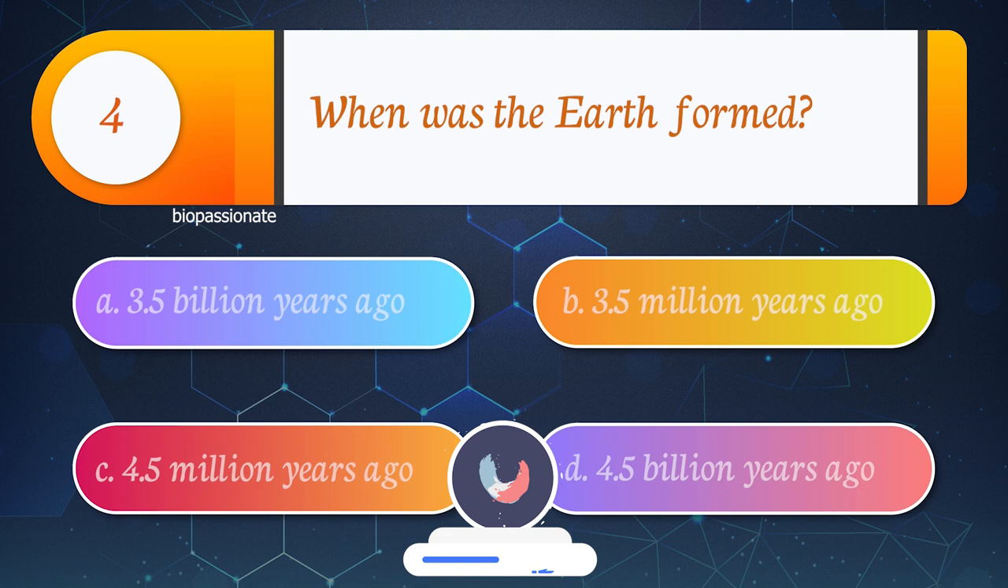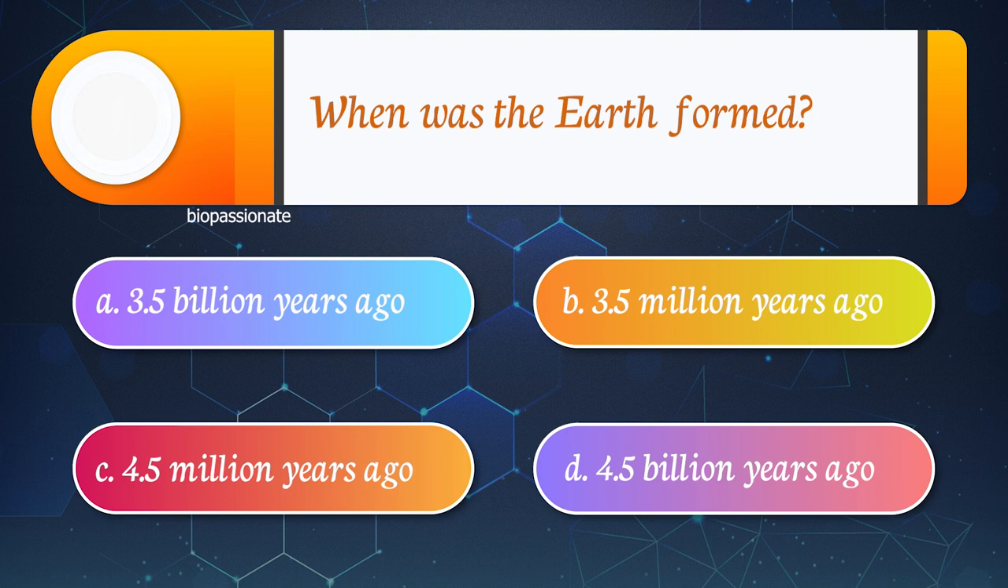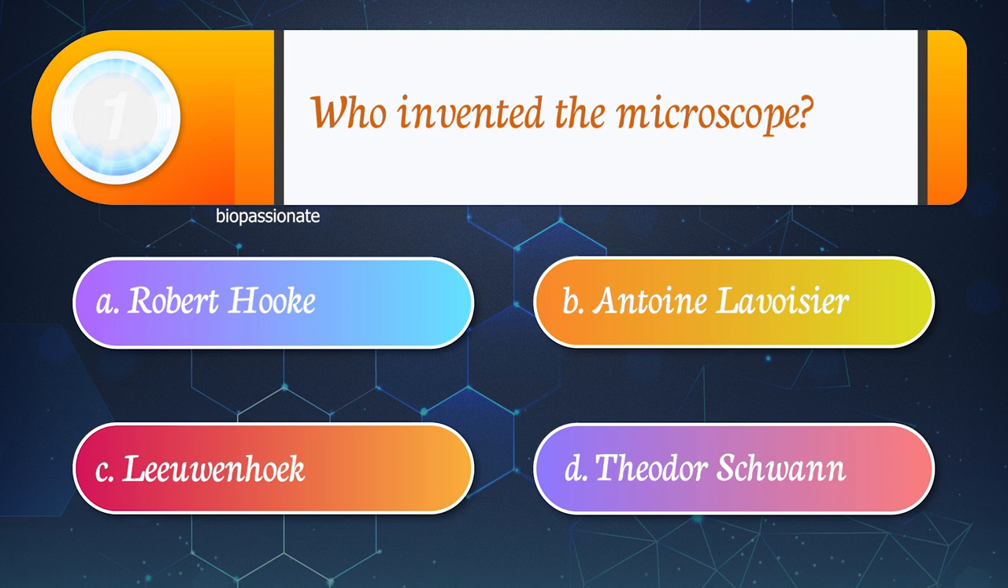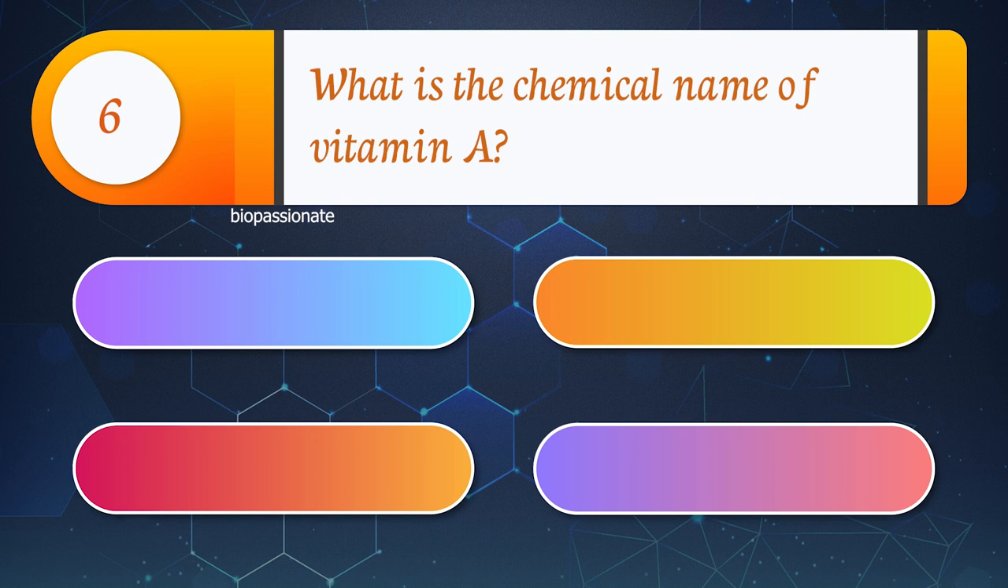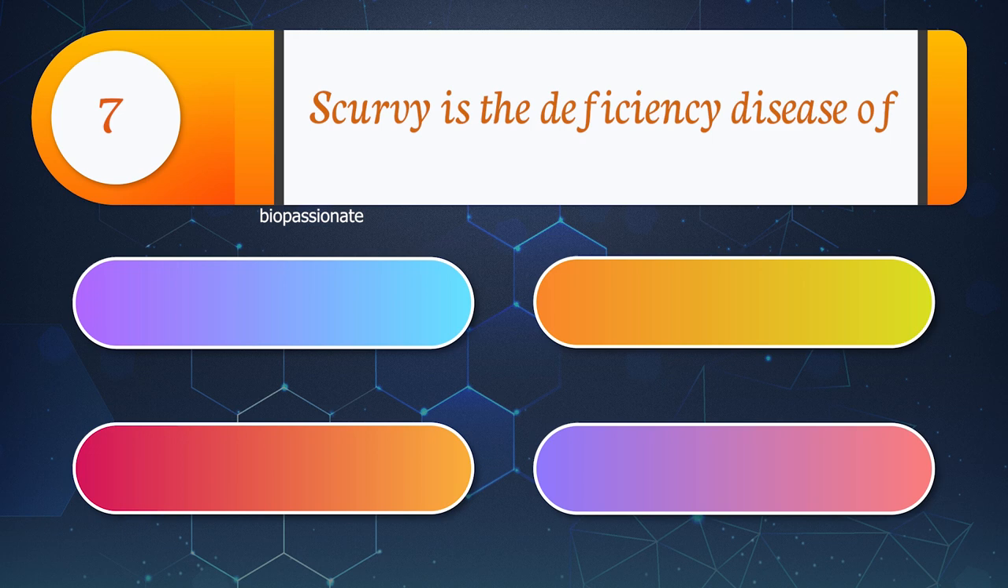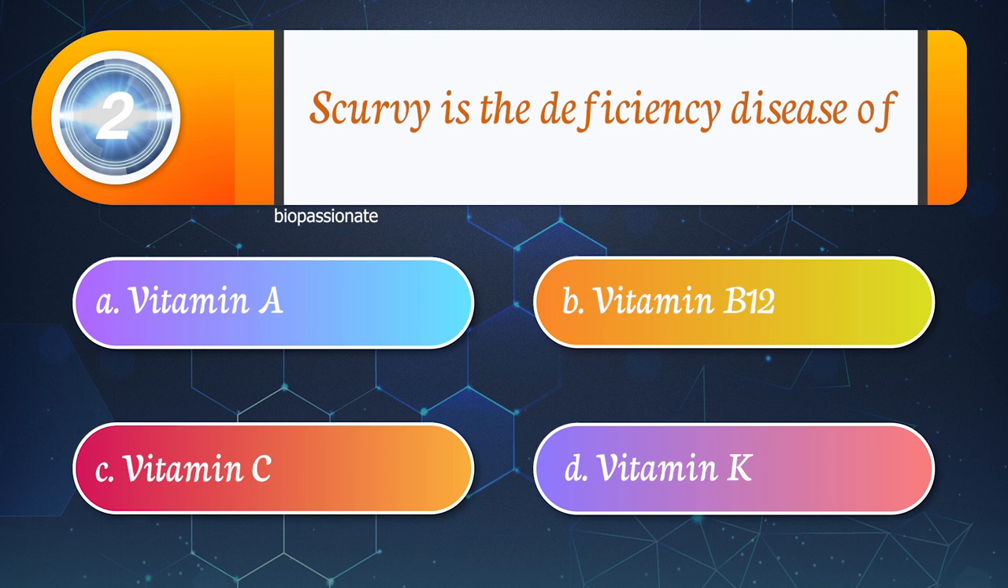When was the earth formed? 4.5 billion years ago. Who invented the microscope? Leeuwenhoek. What is the chemical name of vitamin A? Retinol. Scurvy is the deficiency disease of vitamin C.